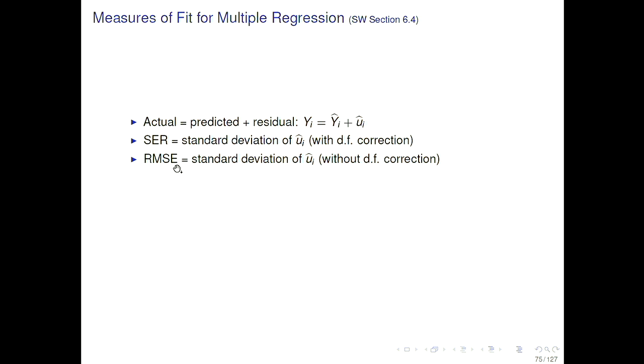Early this morning, I fixed a typo over here. So if you printed out the lecture note before this morning, then you might have this typo. Please fix it. Conceptually, this is the same as the standard error of regression, but this is without a degree of freedom correction. Degrees of freedom increase as we have a larger sample. So for a large sample, there's no difference.